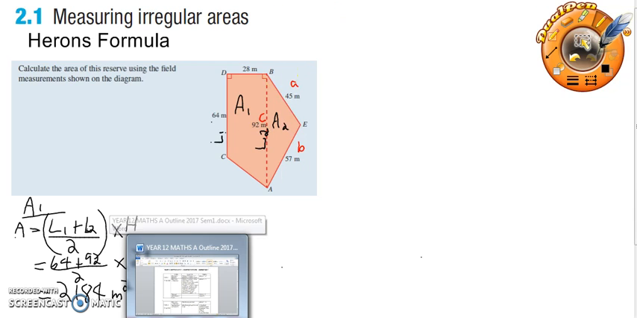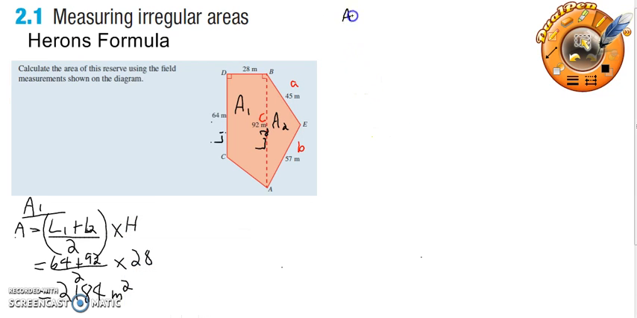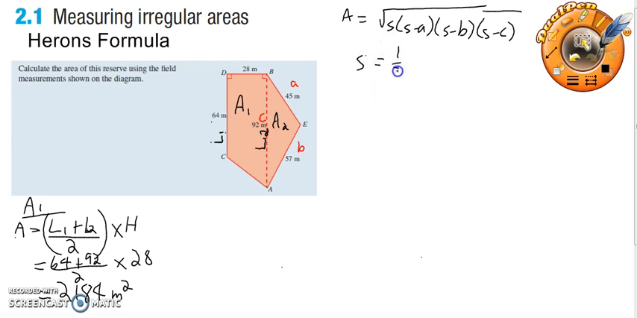So with Heron's, we always start by writing down the formula. So area equals the square root of S, outside of S take A, S take B, and S take C. So that's Heron's formula. Now the big thing is what is S? So S is half of, in brackets, A plus B plus C. So we can work out what S is.